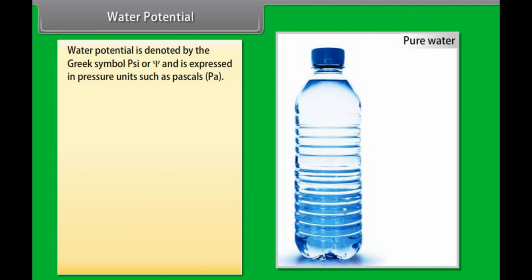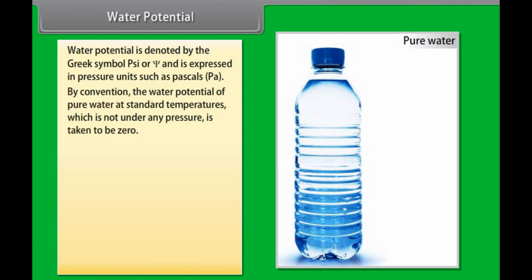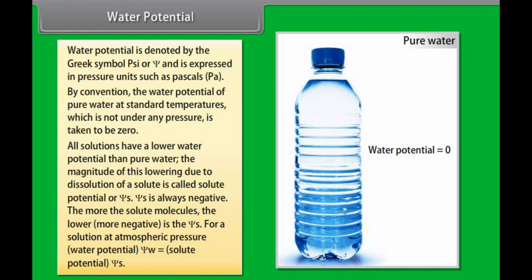Water potential is denoted by the Greek symbol psi and is expressed in pressure units such as pascals. By convention, the water potential of pure water at standard temperature, which is not under any pressure, is taken to be 0. All solutions have a lower water potential than pure water. The magnitude of this lowering due to dissolution of a solute is called solute potential. Solute potential is always negative. The more the solute molecules, the lower is the solute potential. For a solution at atmospheric pressure, water potential is equal to solute potential.